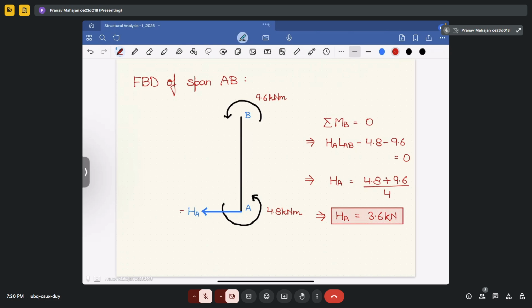So I will write here the HA to be equal to 3.6 kilonewton. Okay. So these are the problems that you will solve for displacement methods. Okay, so this is what we have solved for this current session.